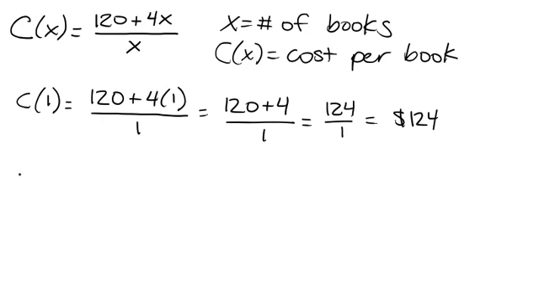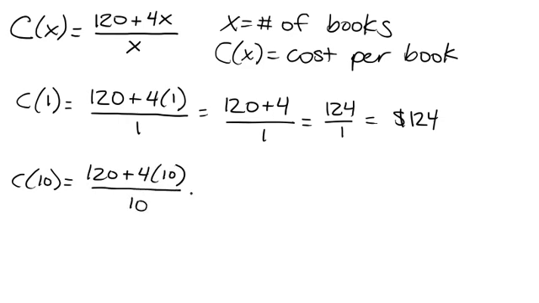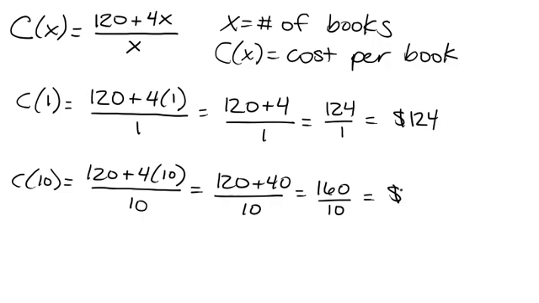Now, if I were to buy 10 books, I would plug in 10 for x. So (120 plus 4 times 10) divided by 10 is (120 plus 40) divided by 10, which is 160 divided by 10, which is $16.